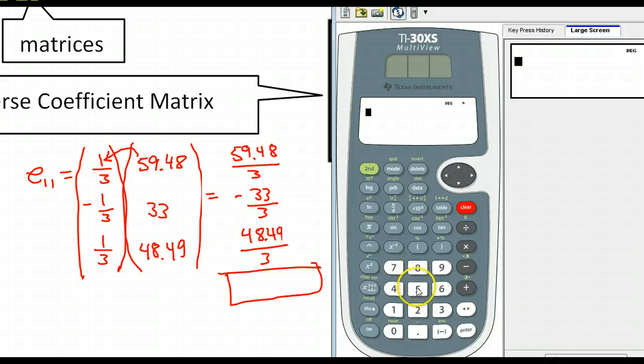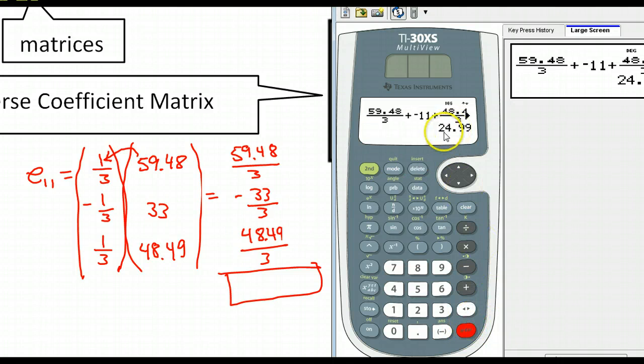So here we go. 59.48 over 3. Get out of the fraction. Plus, now, I cannot bring myself to type 33 over 3. I just can't do it. So I'm going to put negative 11 and hope that you know that 33 divided by 3 is 11. Plus 48.49 over 3. Wait, did I miss a digit? No, it's there. Phew, scared me. All right, if I hit enter, boom, that should give me one of my answers.